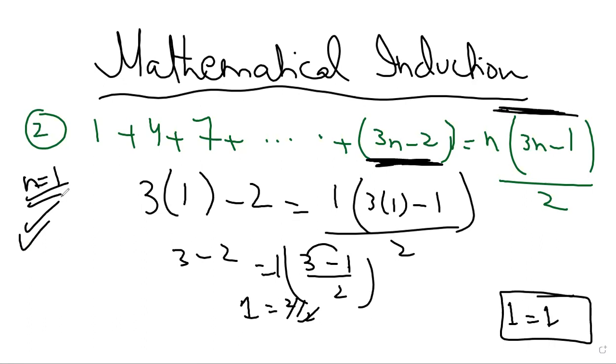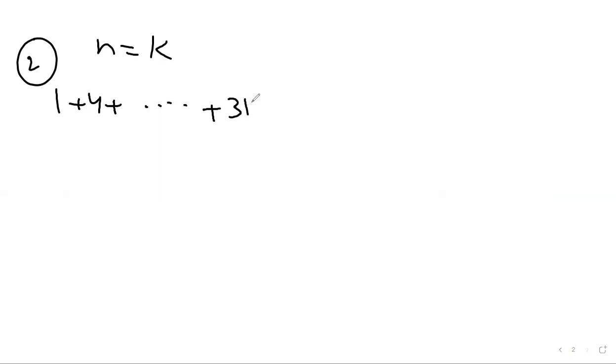Again, students, I'm telling you, it is not necessary that every time it will come 1 is equal to 1. Maybe it can be 5 is equal to 5, 3 is equal to 3, 2 is equal to 2. It means that when the left and right values are the same, it is valid for n equal to 1. Now we need to go on to n equal to k. What we will do, we will just write it down like 1 plus 4, and so on up till 3 times n minus 2, where n will be replaced by k, is equal to k into 3k minus 1 upon 2.